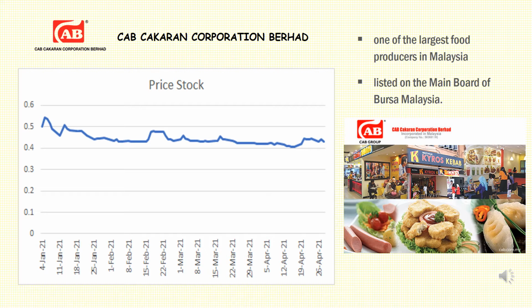CAB Cakaran Corporation Berhad is one of the largest food producers in Malaysia and is listed on the main board of Bursa Malaysia. This graph shows the stock price of CAB Cakaran Corporation Company. From 4 January until 11 January, the stock price marked a decrease, but after that, it increased slightly and decreased again steadily until 25 January.